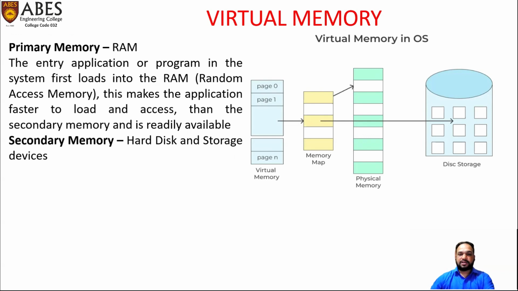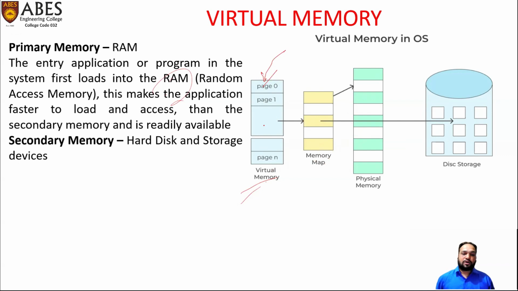So as you can see in the diagram, this is our virtual memory. Our complete process is converted into pages, and those pages are loaded into the main memory. If main memory is capable enough to store it in a whole, then that will be loaded into the main memory, and that memory will be accessed by the processor.